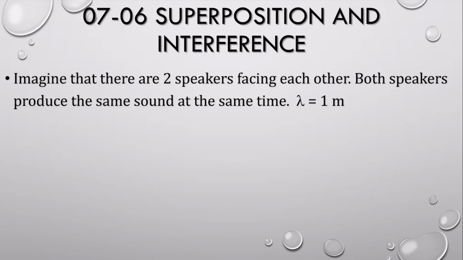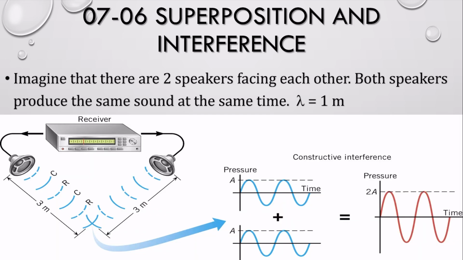All right, that last example is contrived mathematically to get the idea. In real life, what happens? Well, if we have two speakers facing each other, both speakers produce the same sound at the same time. I'm going to say the wavelength's 1 meter. So you can see the speaker here. We have some crests that go out. The other one has crests that go out, and they meet right here. So we'll have a crest meeting a crest. So the amplitudes add.